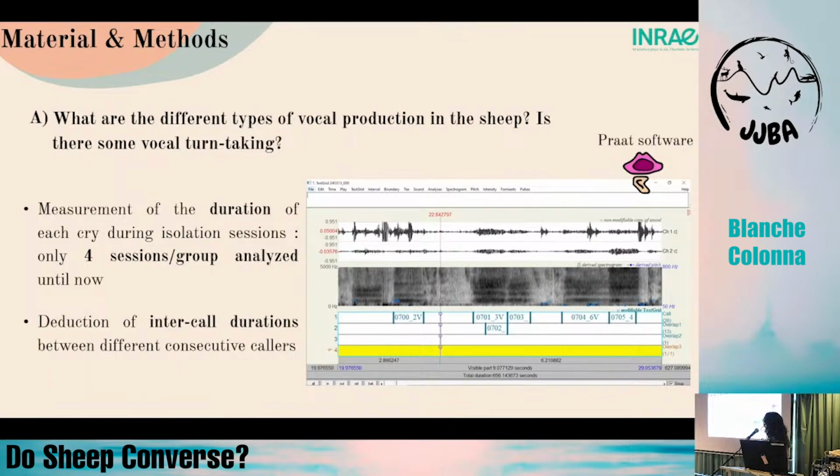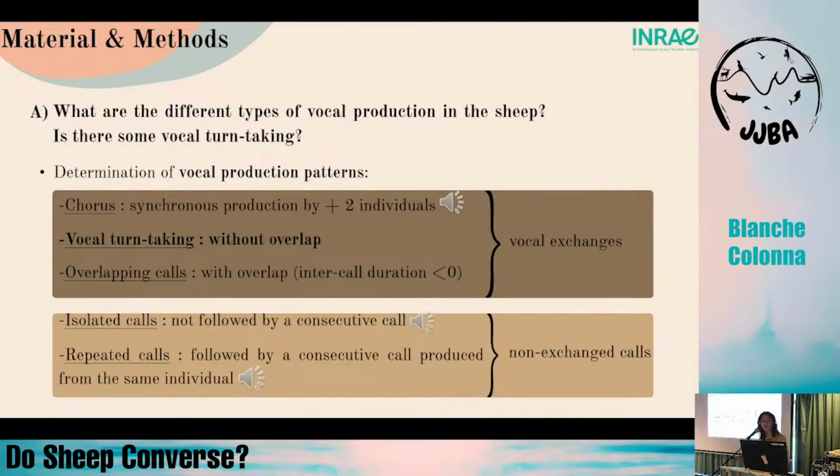And it's useful because we can then determine the intercall duration, which is the duration between 2 consecutive calls. So it will be this. And thanks to that, we could determine some patterns of vocal production. For instance, there is the chorus, which is when more than 2 individuals are vocalizing at the same time. It sounds like this.